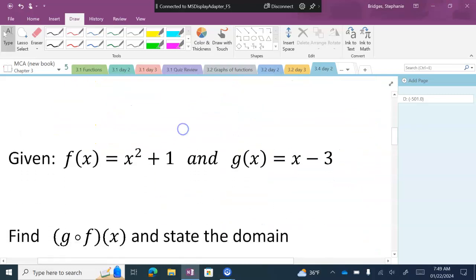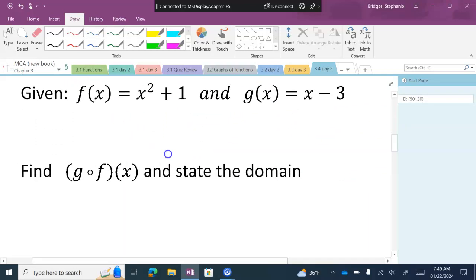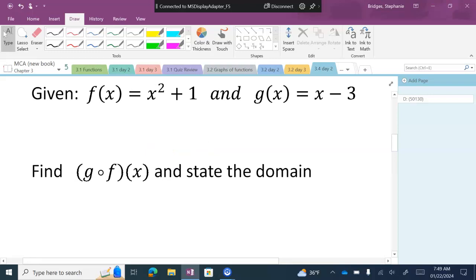All right. Same two functions, so you don't need to rewrite those, but we're changing our composite. We're doing it this time with g following f instead of f following g. Okay, it's the same two functions, the x squared plus 1 and the x minus 3.